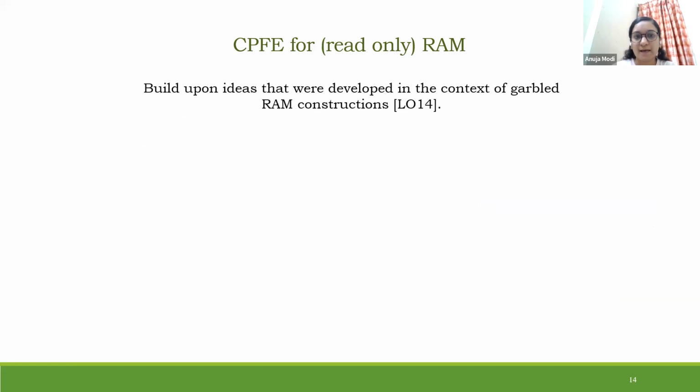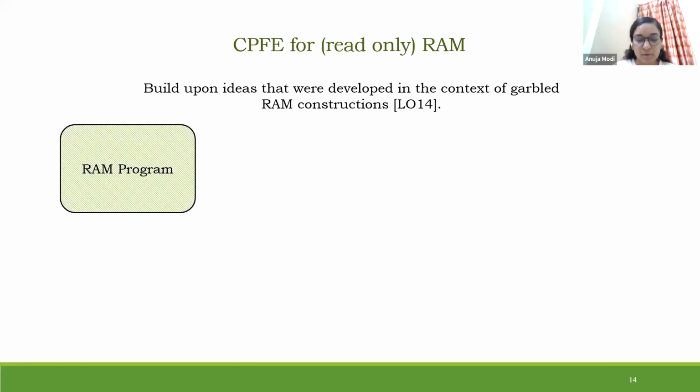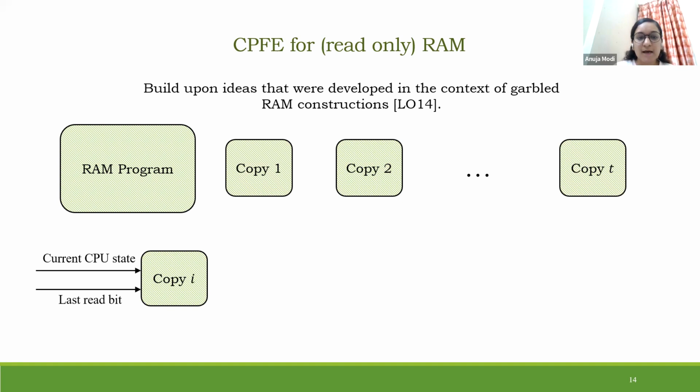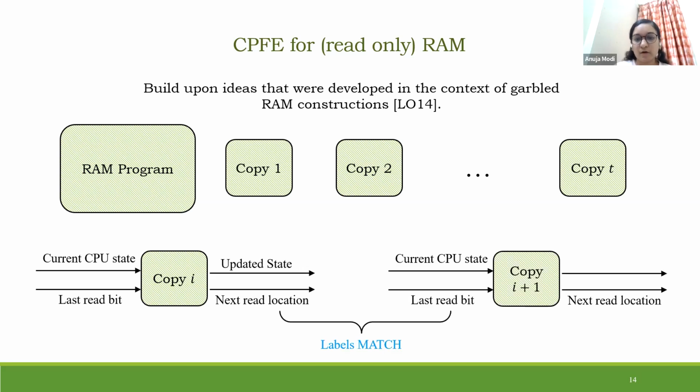So to construct CPFE for read-only RAM, we build upon the ideas that were developed in the context of the garbled RAM construction of Lu et al. Here there is a garbled RAM program which consists of T garbled copies of an augmented step circuit. Here each copy I takes as input the current CPU state and last read bit, and outputs the updated state and the next read location. The copies are garbled in such a manner that the labels of the output of copy I match with the labels of the input of copy I plus 1.